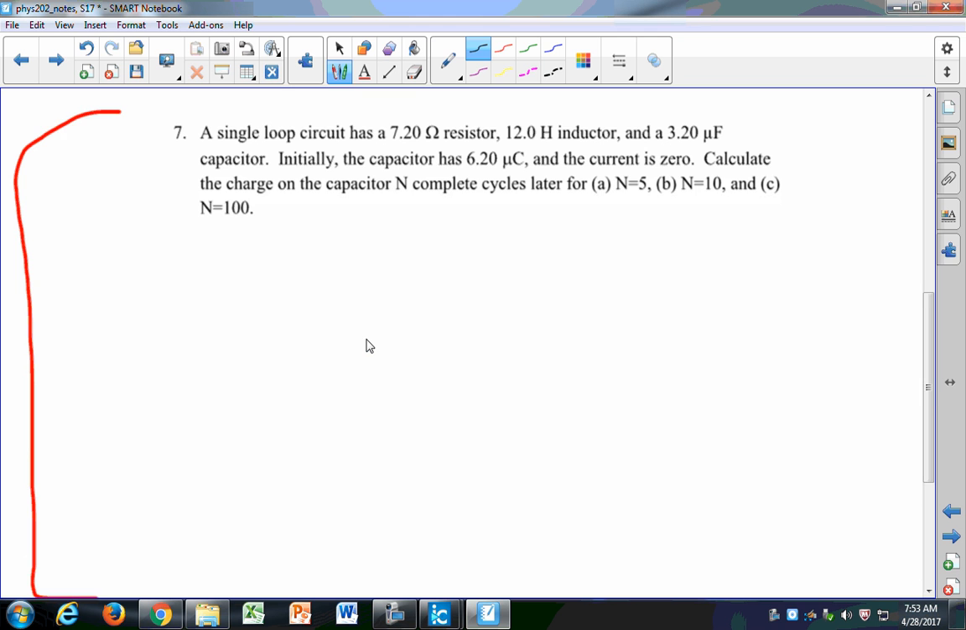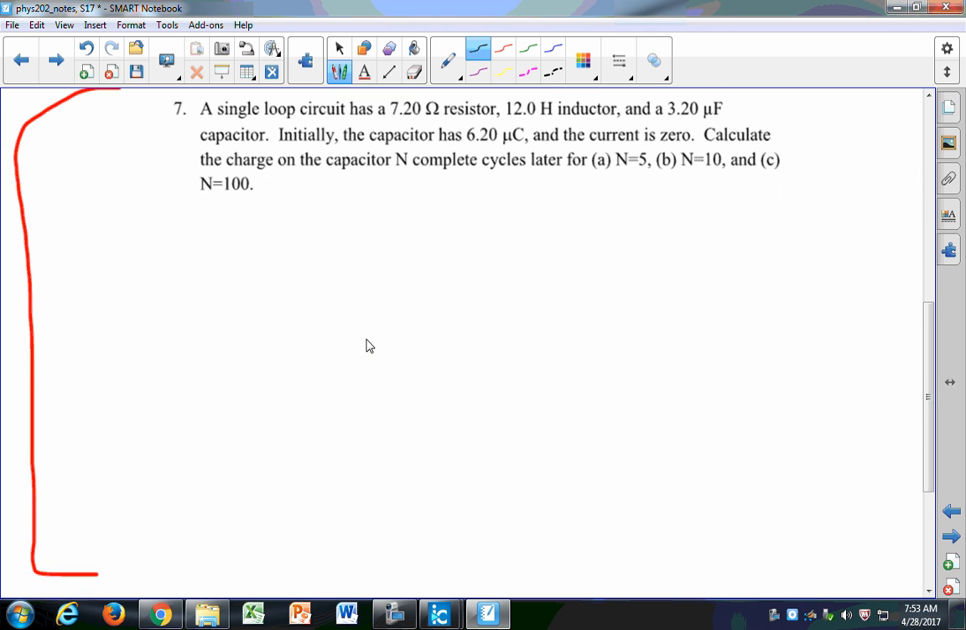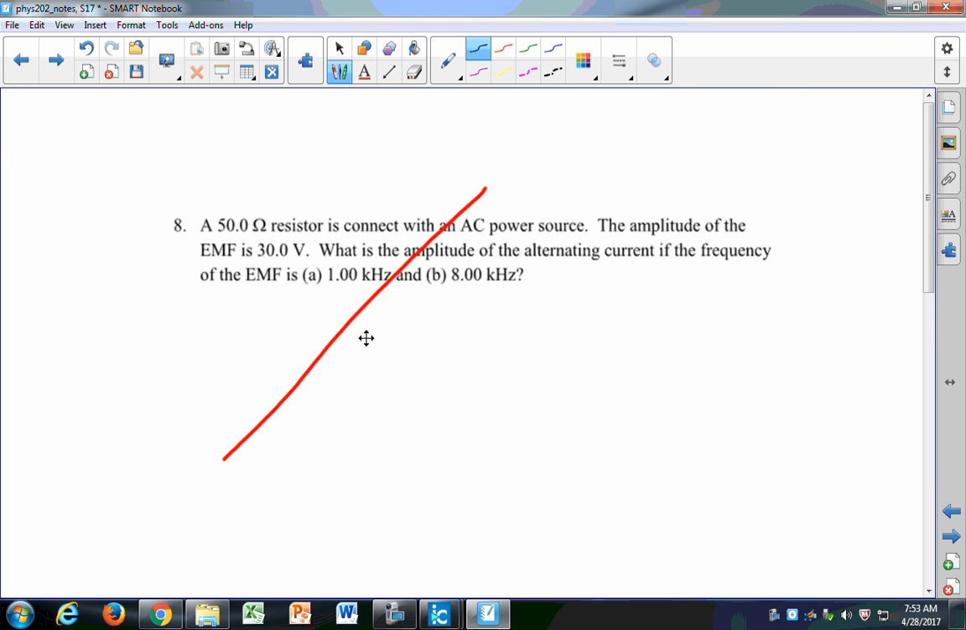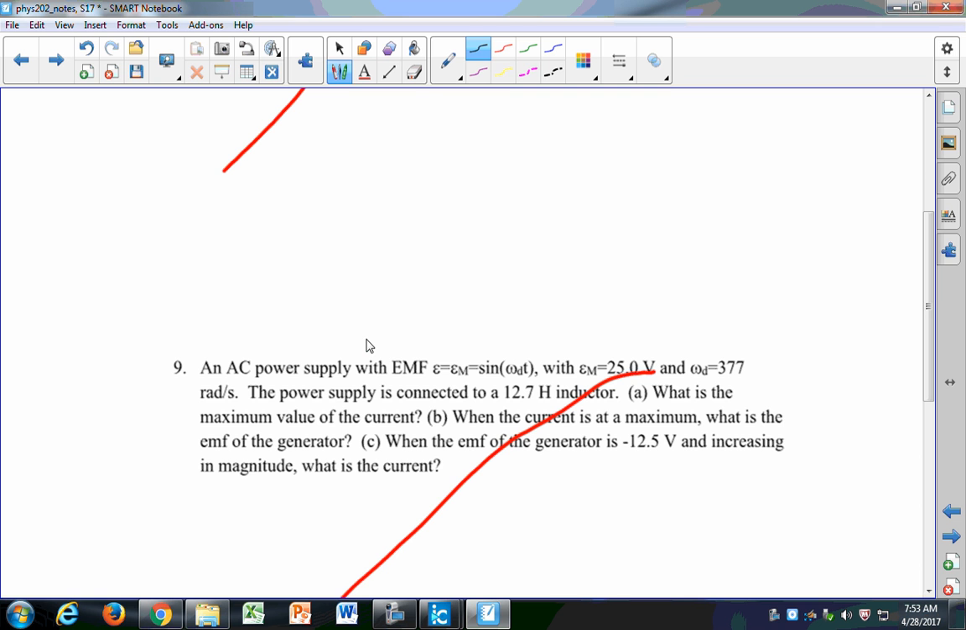Likewise, this one's okay. This is our RLC circuit. Be able to calculate the charge or the current in that RLC circuit at given times, or the charge anyway. I think that's it. All the rest of this is AC stuff, so we're not going to see any AC stuff. Only RL, LC, and RLC circuits in this chapter, Faraday's Law. Okay?